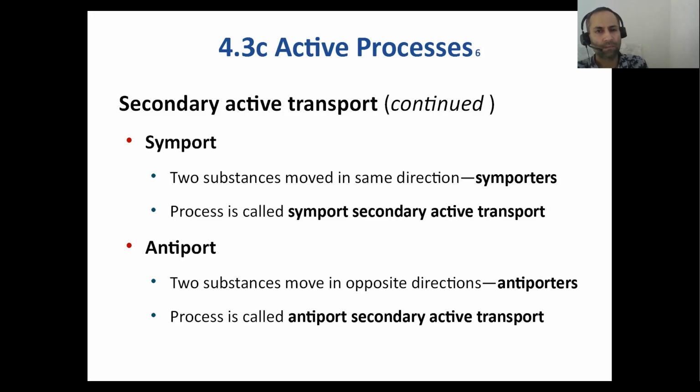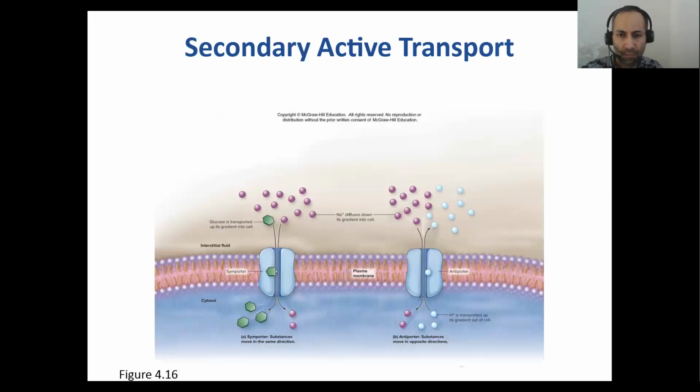And there's 2 types of secondary active transport: symport and antiport. Sym means together, same direction, symporters. Antiport means in opposite directions. So let's take a look at some examples here, all right, of secondary active transport. What we are seeing here, these purple spheres that you see, those are sodium ions, okay? And the green ones are glucose or sugar. We talked about that before. And this is a symporter. This protein channel is called a symporter. What does that mean, symport? Moving in the same direction.